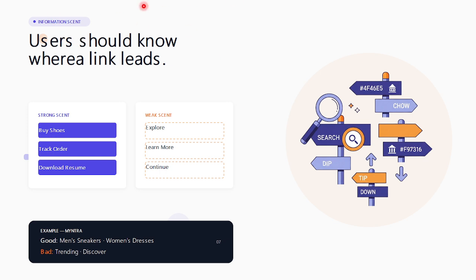Next topic is information scent. It is nothing but the user should know where a link leads. When you click on buy shoes, it goes directly to the shoes page. When you click on track order, it goes to the tracking page. When you click on download resume, it shows some animation and it is downloaded to your files. That is strong scent.